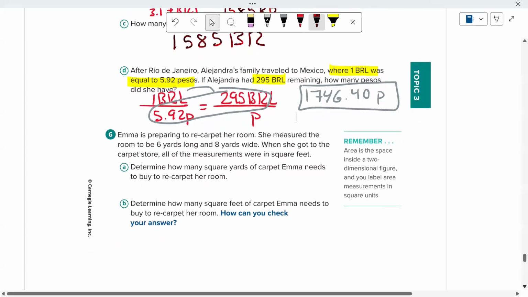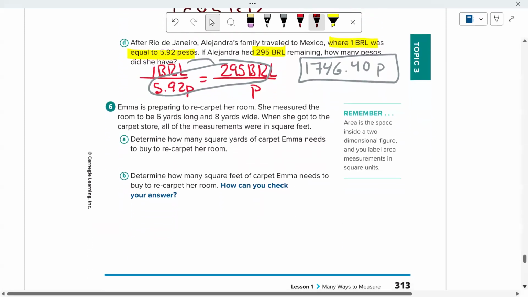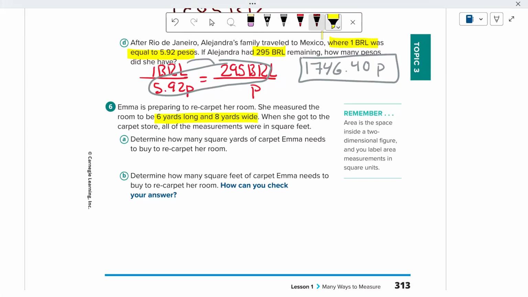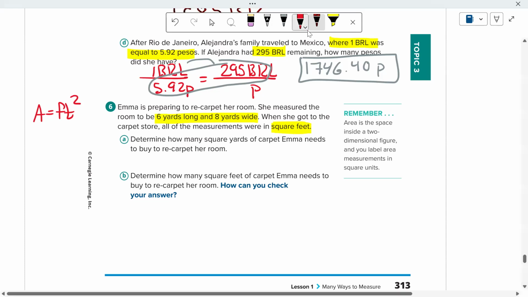For number 6, Emma is preparing to recarpet her room. She measured the room to be 6 yards long, 8 yards wide. I should probably highlight that. When she got to the carpet store, all the measurements were in square feet. Very important. They told me the units are feet squared. Area is feet squared, or anything squared. Determine how many square yards. Ooh, they don't want square feet. They want yards.